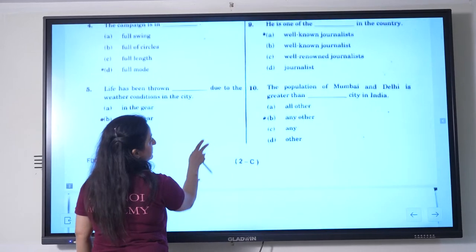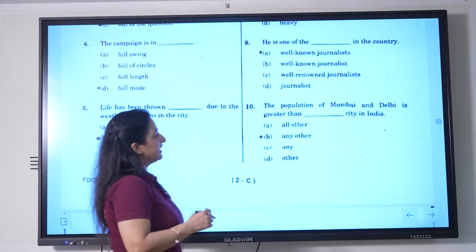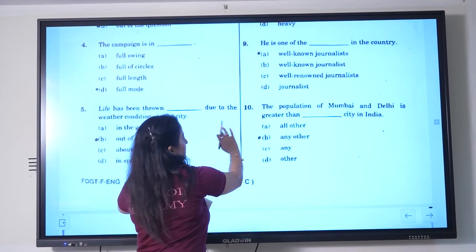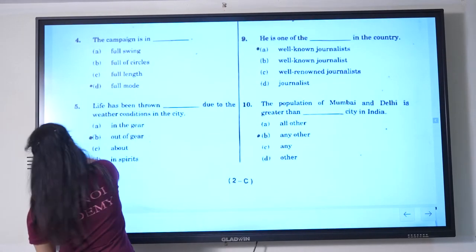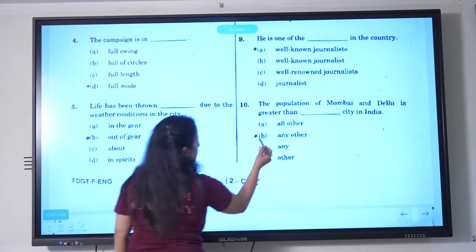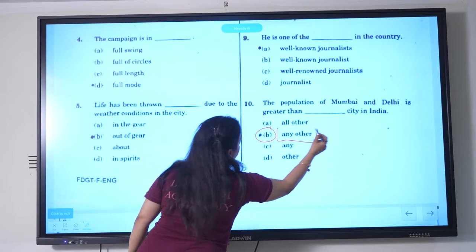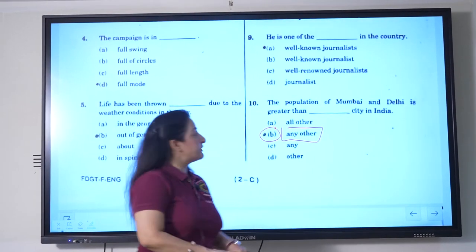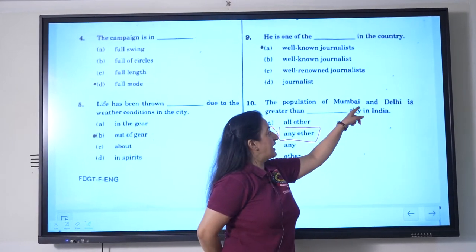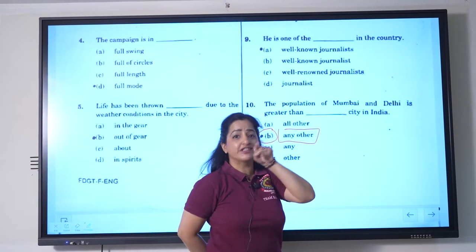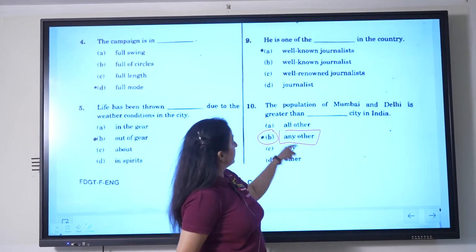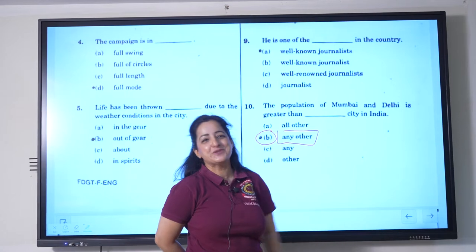Last question, question number 10. The population of Mumbai and Delhi is greater than dash city in India. The correct answer is any other city in India. Why? Because when one is compared with all the others of the same variety, then you need to use any other to exclude the former.